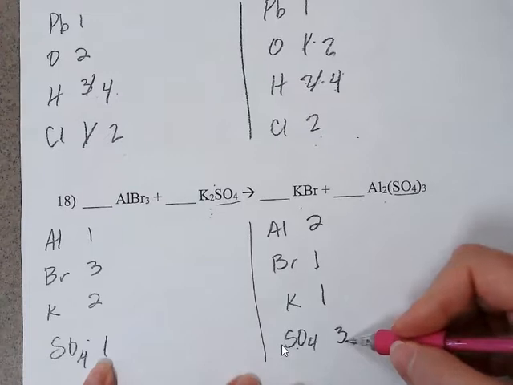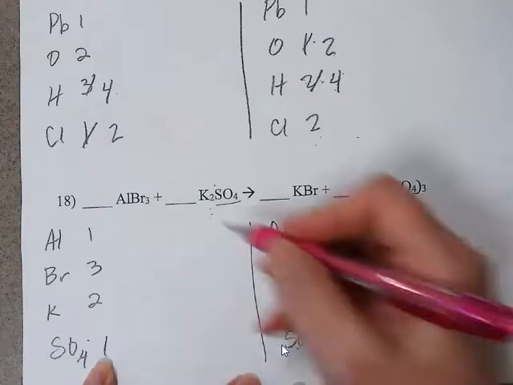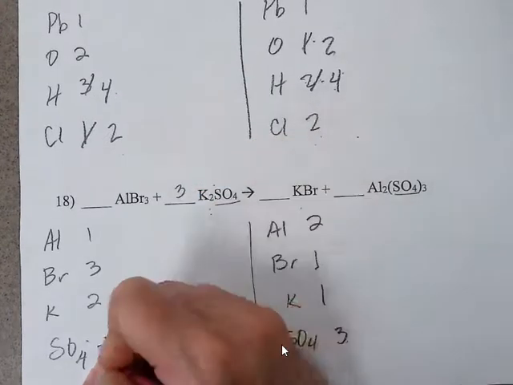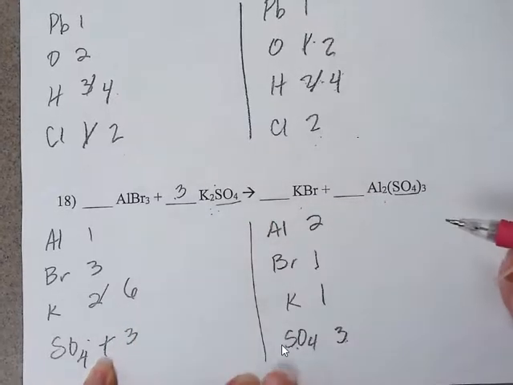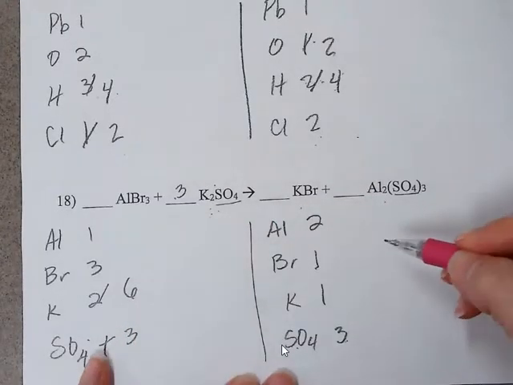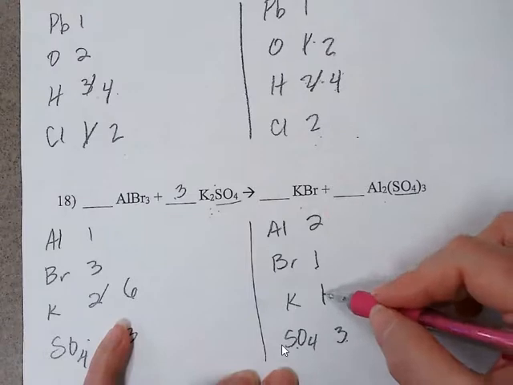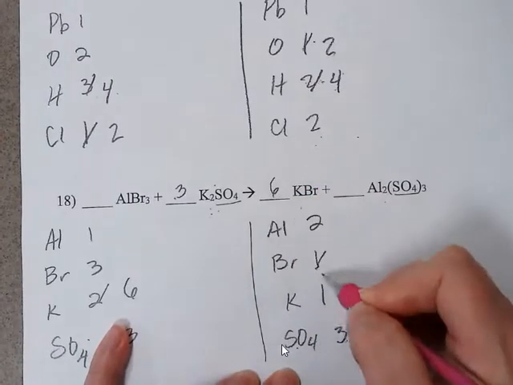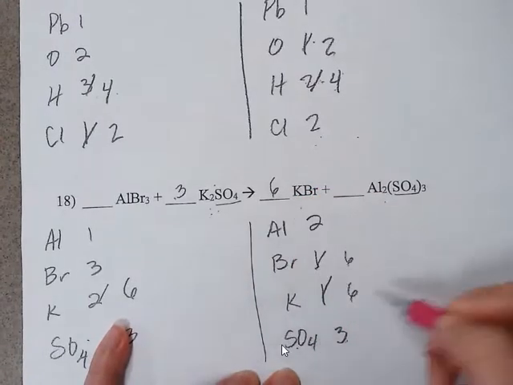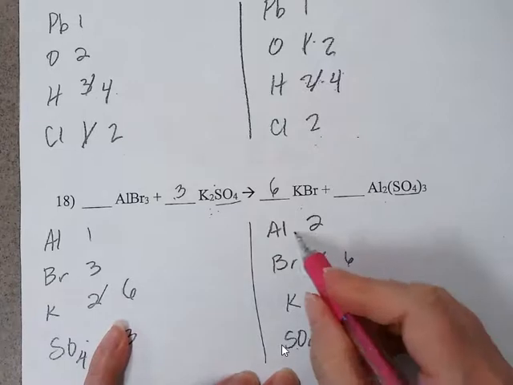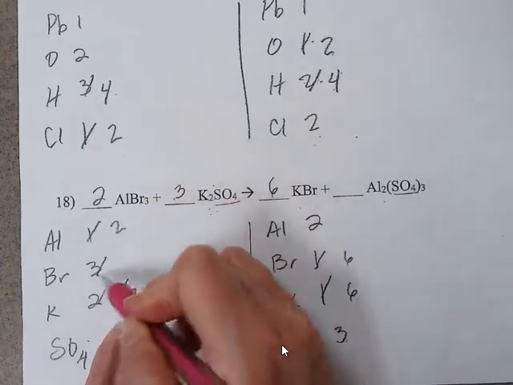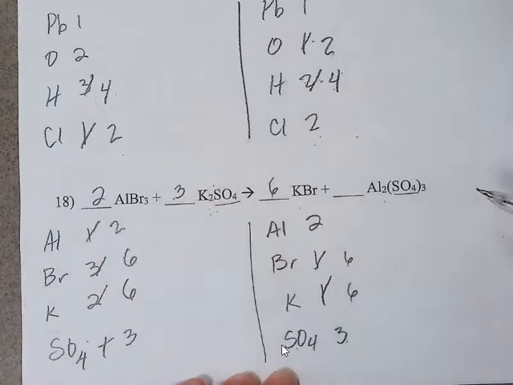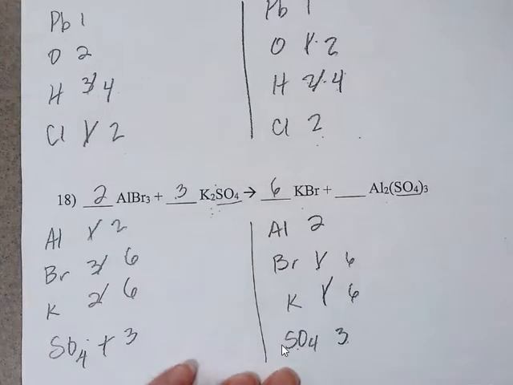You can see one thing, we need to go ahead and balance these sulfates. So that does give me 3, but 3 times 2 is 6 potassiums. Oh lordy. Okay, so if I put a 6 here, that brings those up to 6, correct? But I need 2 aluminums, so 2 times 3, and now that gives me 6. And we got a balanced equation. Yay!